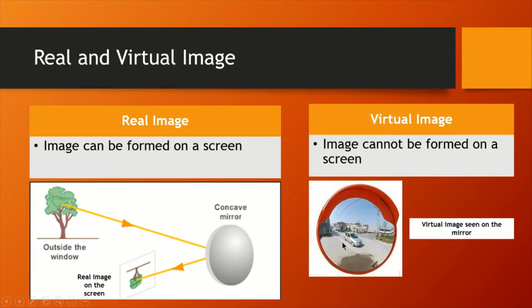As compared to this side, this convex mirror here, we see the image of the car and also the buildings. So the images of these objects are seen on the mirror. We do not see the images on the screen, but we see them on the mirror. So this type of image is called a virtual image. Virtual images are not formed on a screen. We see them on the mirror, but they are actually behind the mirror.